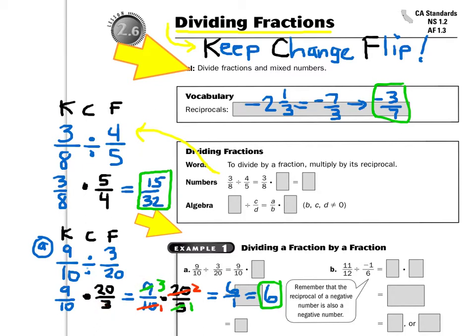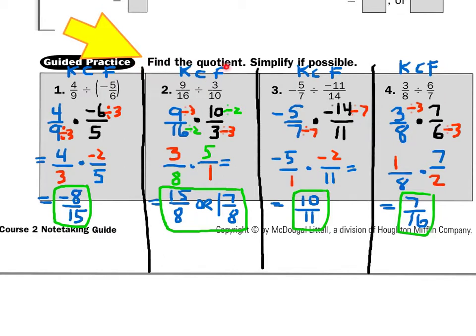So 9 divided by 3 is 3. 3 divided by 3 is 1. 20 divided by 10 is 2. 10 divided by 10 is 1. And now I just multiply straight across. 3 times 2 is 6. 1 times 1 is 1. 6 divided by 1 just gives me 6. Okay, let's find the quotient, simplify if possible.